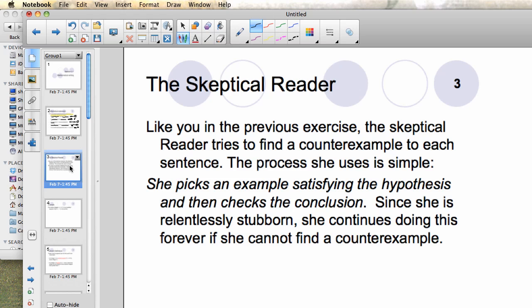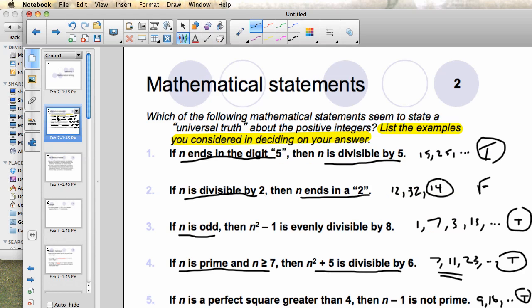The thing to keep in mind is that the person reading the proof is playing exactly the same role that you played in the previous exercise. So when you did this exercise, you were pretending to be the skeptical proof reader. So that means that we know the position that the reader is taking.